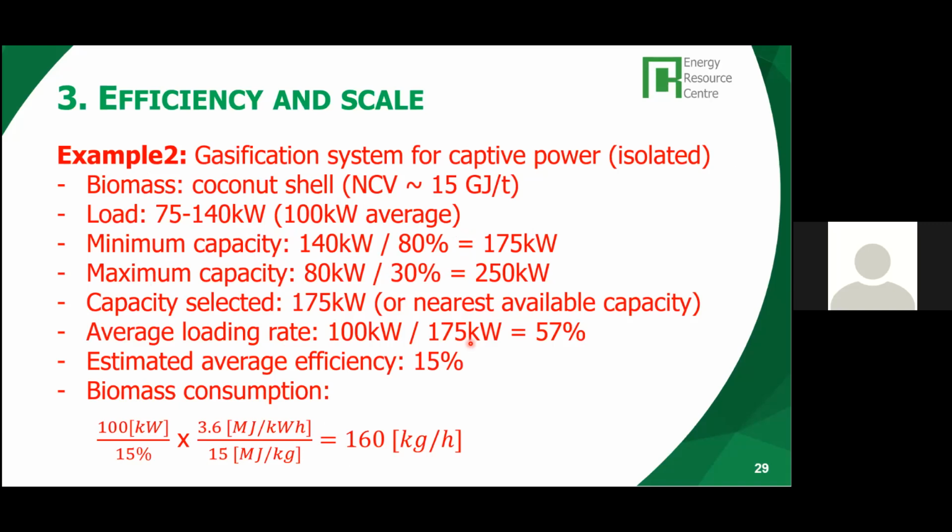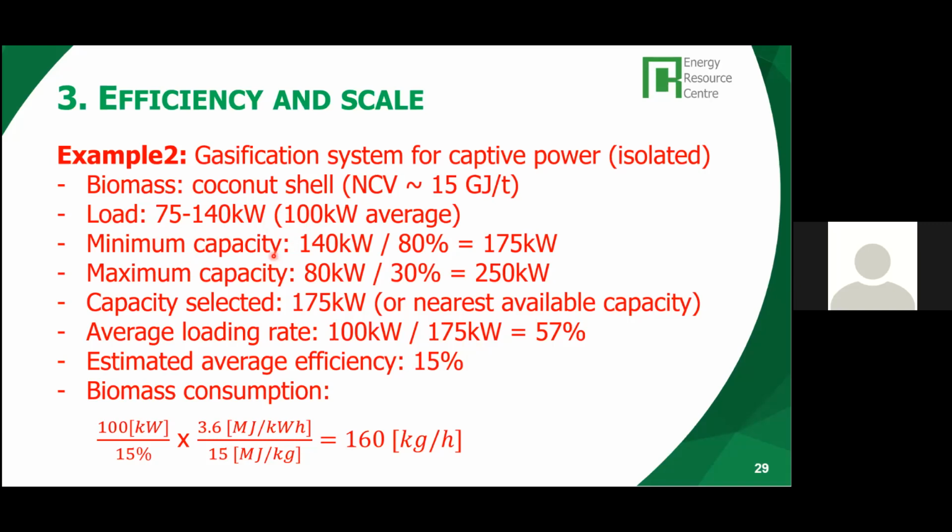If we would look at the gasification system for captive power, so let's say an isolated situation, not grid connected, for example a coconut shell gasifier, and we look at the occurring loads, let's say the electricity demand, which could be varying between 75 and 140 kilowatts, with, for example, 100 kilowatt average.